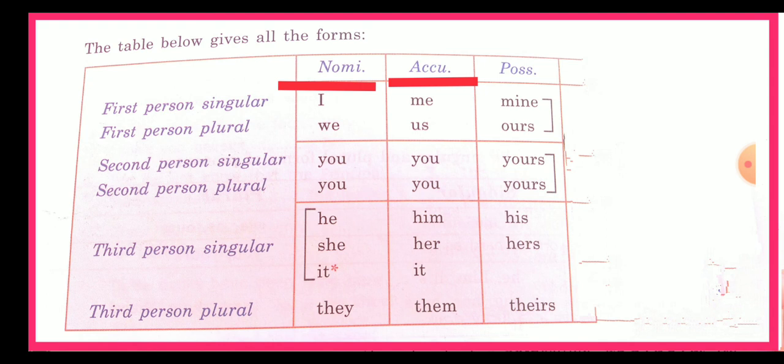Here you will have to learn this table: first person, second person, and third person. In first person singular and plural, in second person singular and plural, and in third person singular and plural. And what are the nominative cases and what are the accusative cases? So in active and passive voice, the nominative case will change into the accusative case, and the accusative case will change into the nominative case. After learning this table, you will be able to change the sentence into passive voice if a pronoun is given in place of the subject or object.